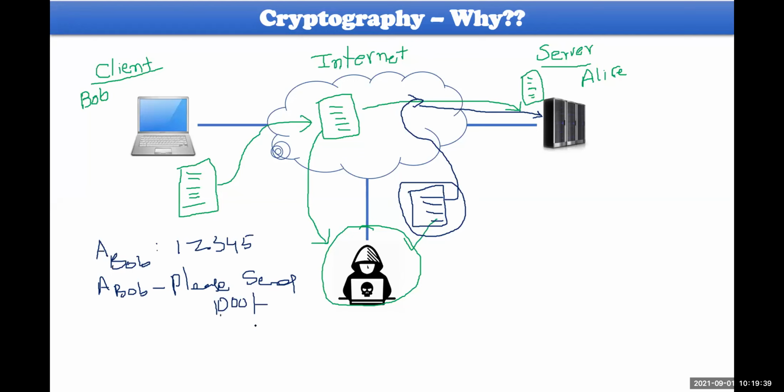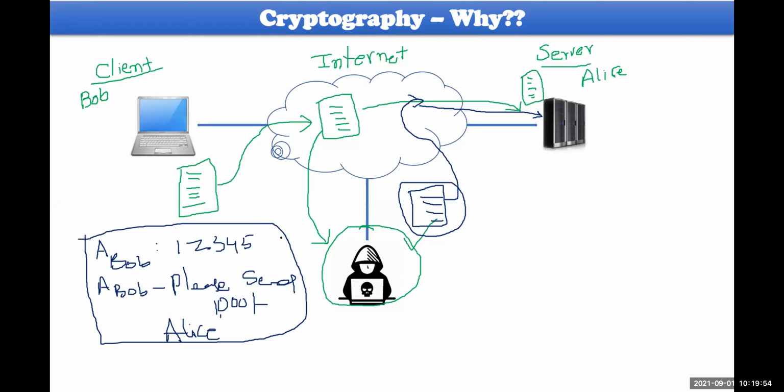It has been asked, to whom? To Alice. So this information has been prepared, and this information has been sent to Alice. This information has been posted to Alice. Let me erase something, then you could understand very easily. Let me erase all this stuff.